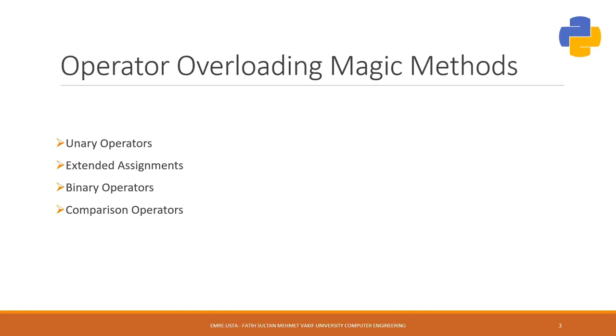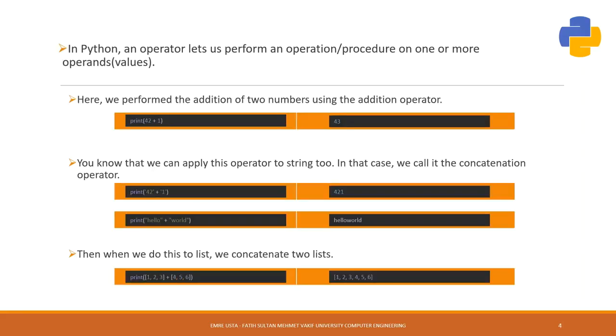We can start with the Python magic methods. We have 4 kinds of magic methods in Python: unary operators, extended assignments, binary operators, and comparison operators. In Python, an operator lets us perform an operation on one or more operands. Here, we perform the addition of two numbers using the addition operator.